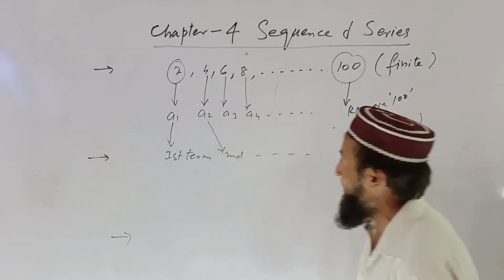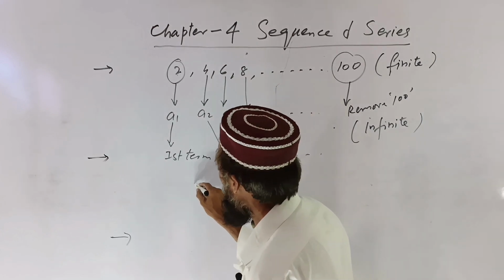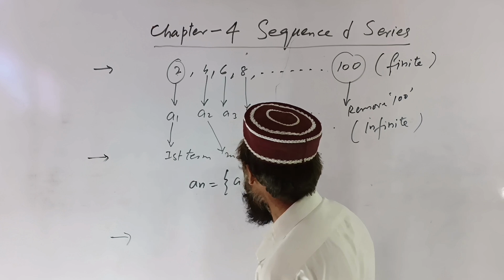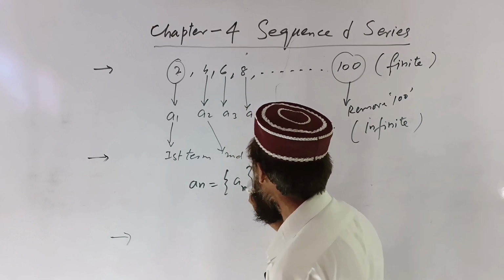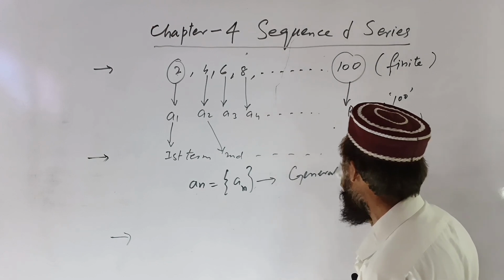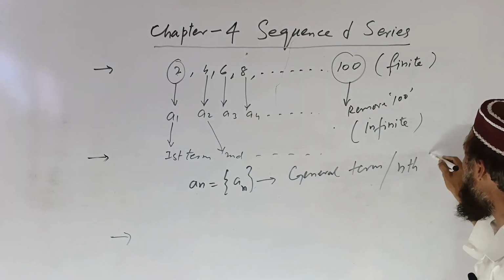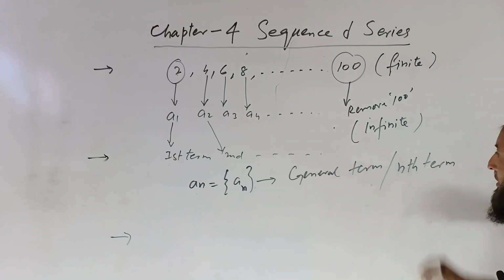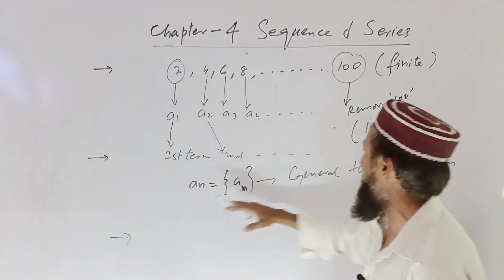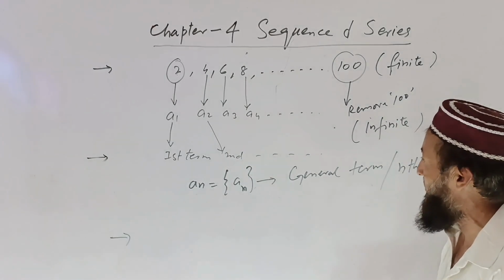Now the general term. We write AN as the notation for the sequence, and AN is called the general term or nth term. We basically use this term AN as the sequence's general term or nth term.